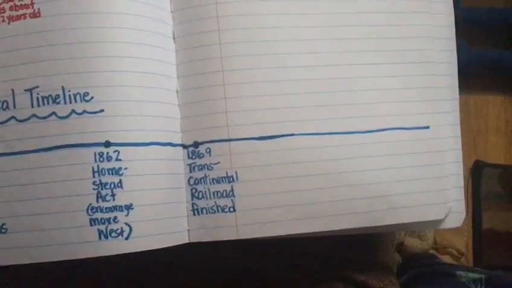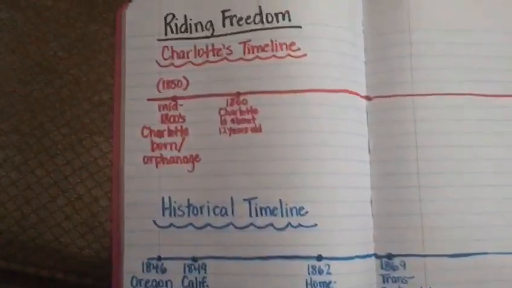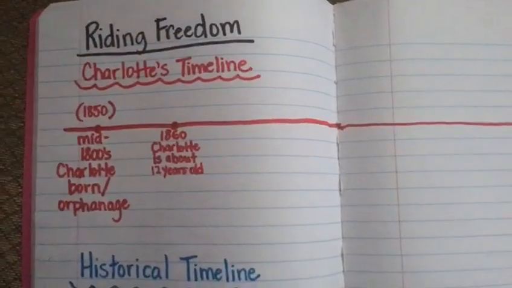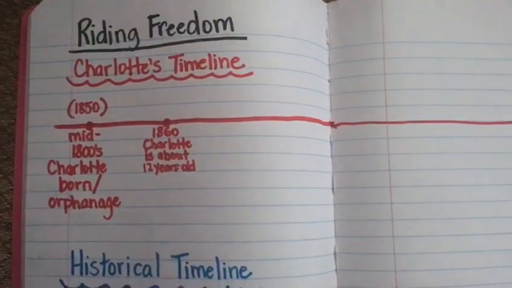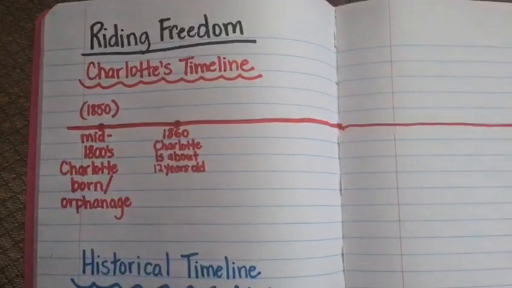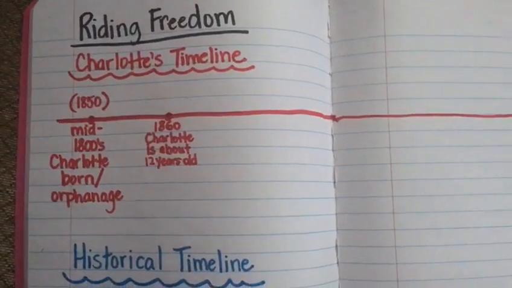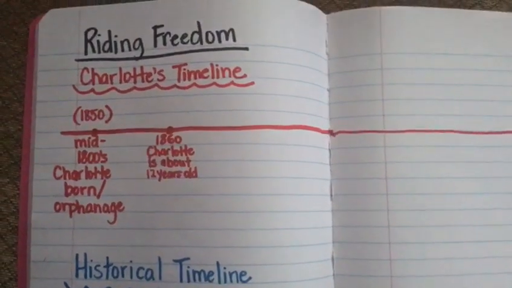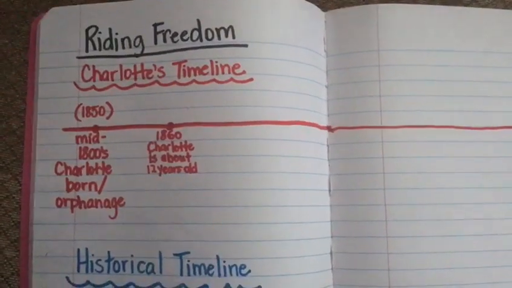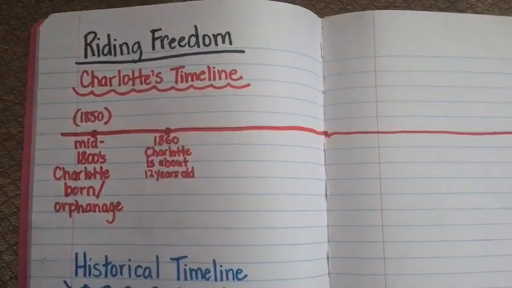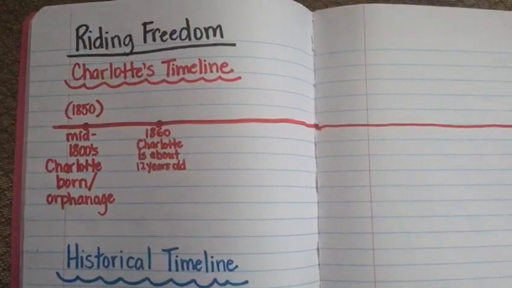Now, what I started to do is on Charlotte's timeline, we don't know exactly when she was born. In the prologue, it says the mid-1800s. And we know that shortly after that, she was put in an orphanage. So I just put both of those details around the mid-1800s, maybe around 1850.